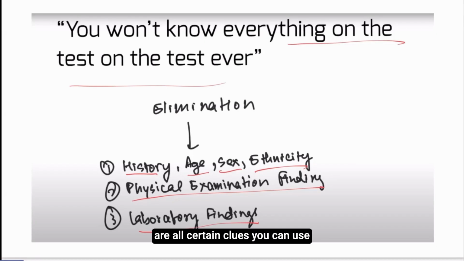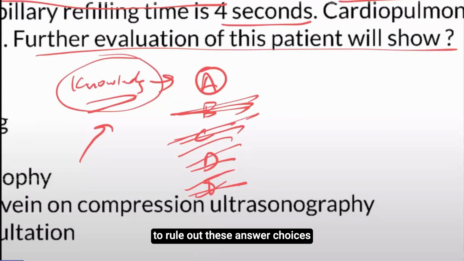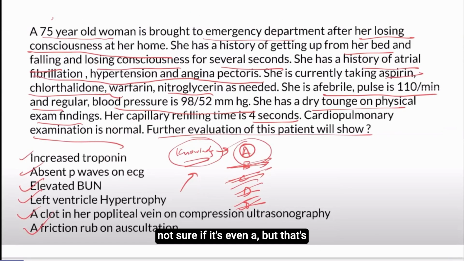So these are all certain clues you can use to rule out these answer choices and come to the answer, which might be A. I'm not sure if it's even A, but that's what I'm trying to teach you: there's one way, knowledge. You could read thousands of books and try to do that. And if you want to, sure. But the other easiest way is to rule things out.